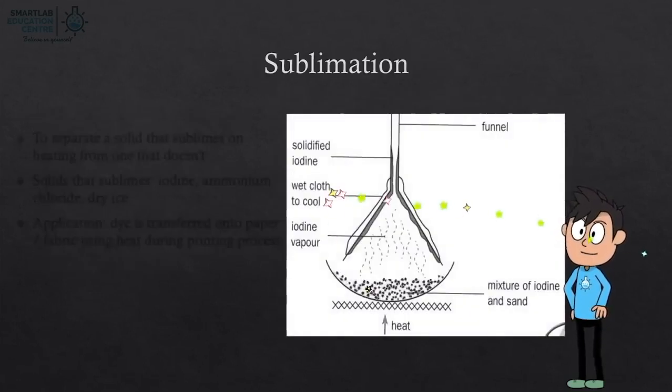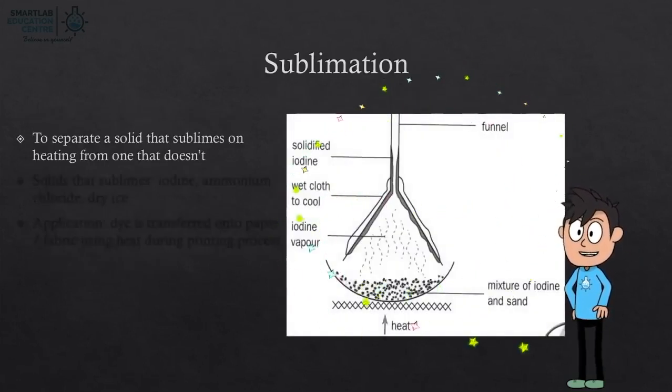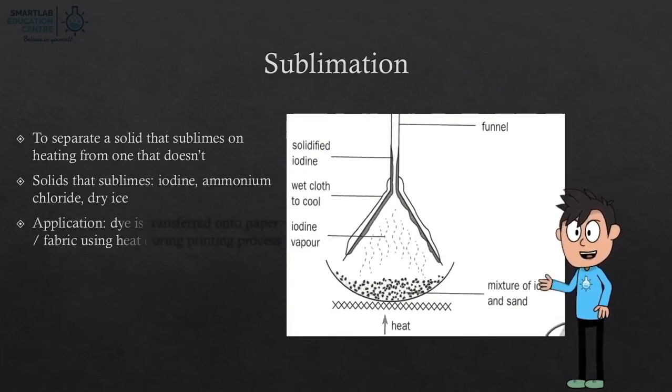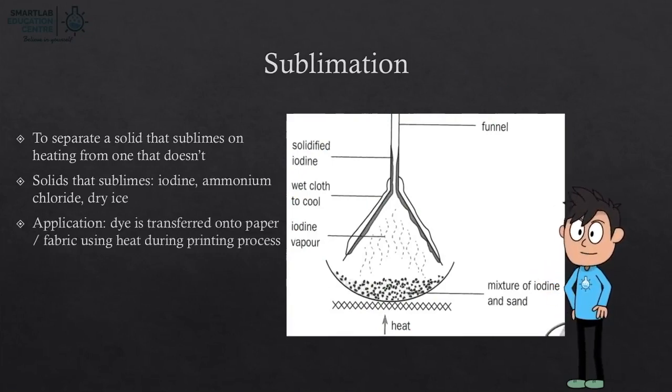Sublimation. It is used to separate a solid that sublimes on heating from one that doesn't. Examples of solids that sublime are iodine, ammonium chloride, and dry ice. This method is used when dye is transferred onto paper or fabric using heat during printing process.